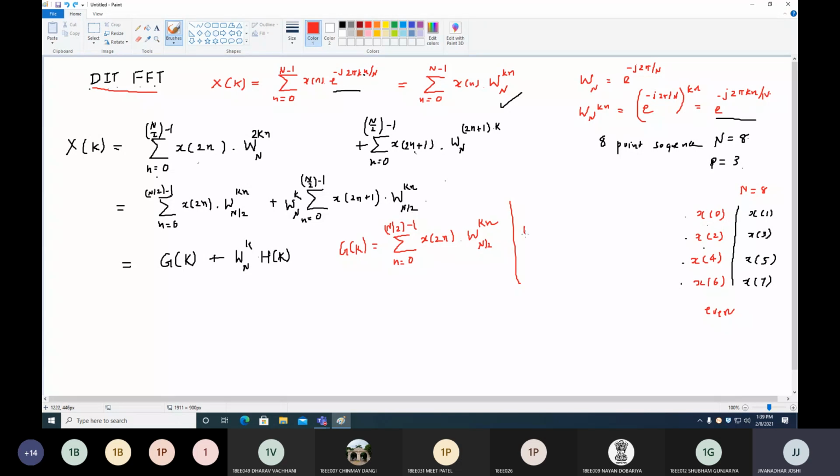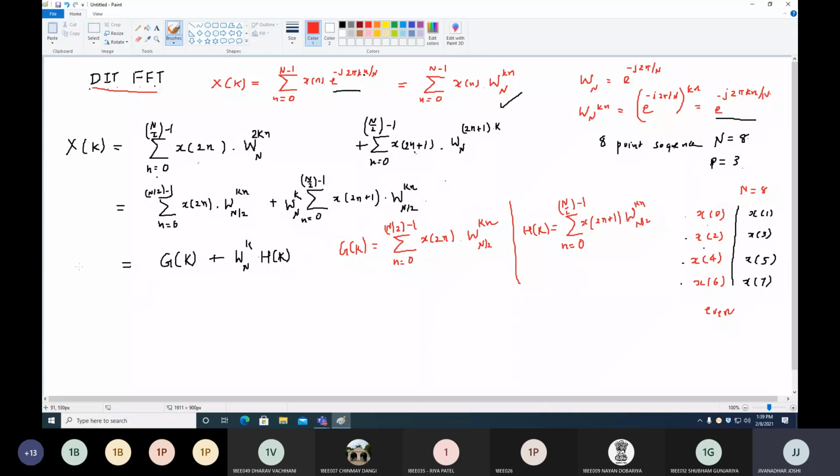h of k is equal to, can you help me to write down the things? Summation n equal to 0 to N by 2 minus 1, then x of 2n plus 1, W_(N/2) raised to kn. So here also there is a symmetry, so it's easy to remember the equation. Once you know the technique of how to arrange the terms, you will be able to derive for anything.